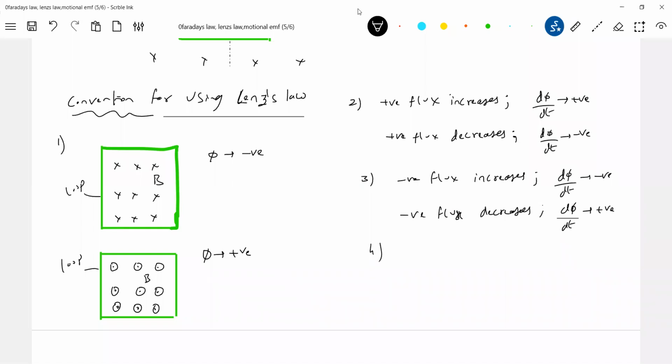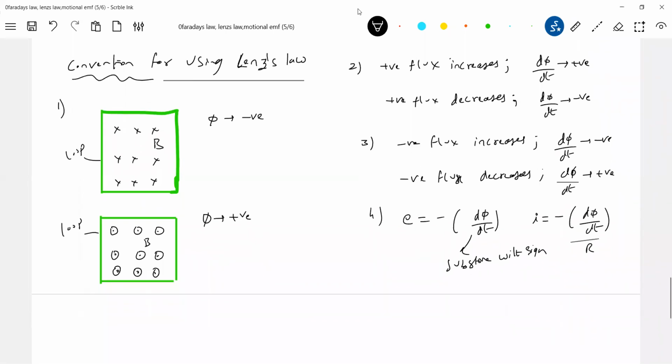And the fourth one: EMF induced is minus of d phi by dt, or I is equal to minus of d phi by dt by resistance of the loop. Substitute d phi by dt with sign. This is a basic definition.